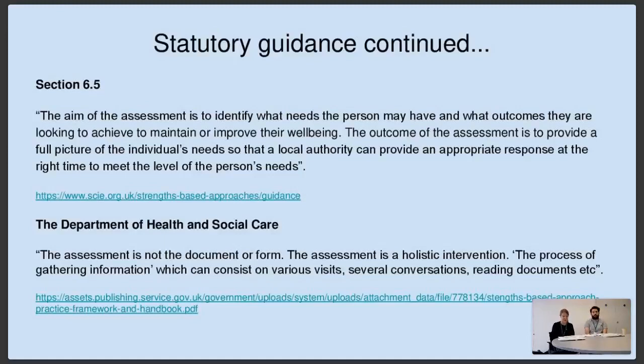So section 6.5, the aim of the assessment is to identify what needs the person may have and what outcomes they're looking to achieve to maintain or improve their wellbeing. So again, what we said throughout this webinar, the outcome of the assessment is to provide a full picture of the individual's needs so that a local authority can provide an appropriate response at the right time to meet the level of the person's needs. Again, at the right time. What you don't want to do is delay things, because it could lead to onset of needs.